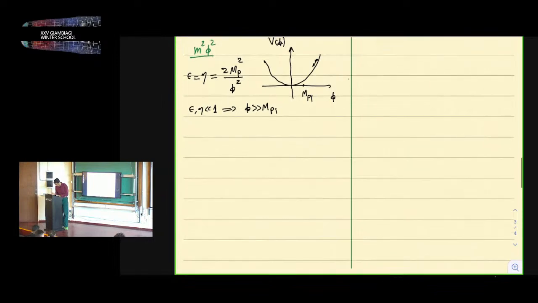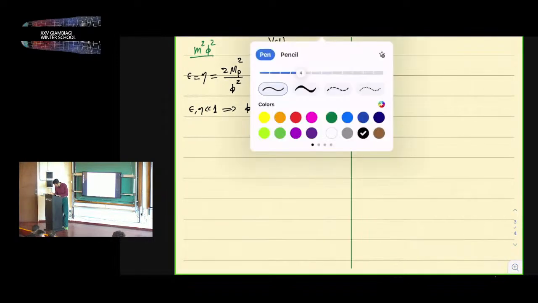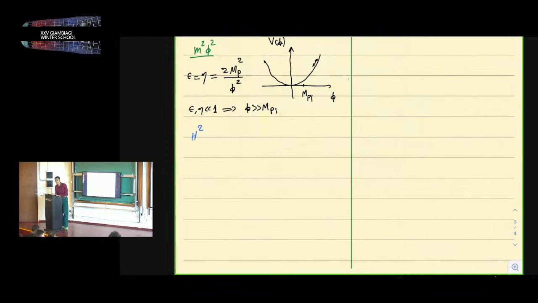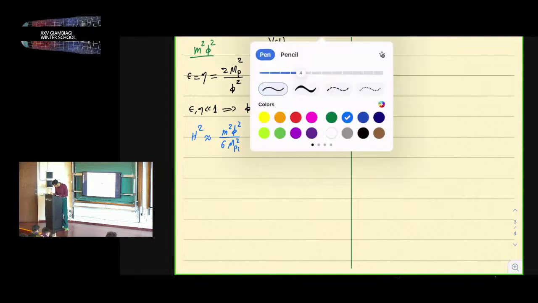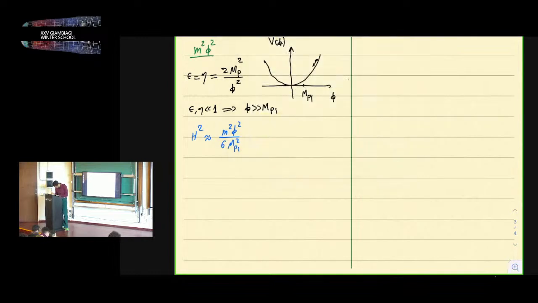So what is the curvature scale? It is related to the Hubble parameter. So curvature is of order H squared, and if we are in this slow roll regime, that would be given by V divided by 3 m Planck squared. So this will be m squared phi squared divided by 6 m Planck squared, because my potential is actually m squared phi squared over 2.